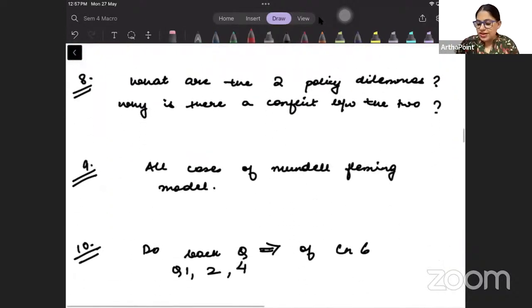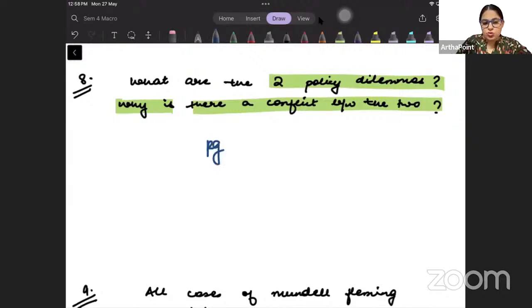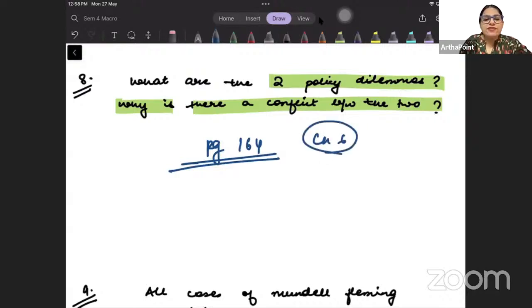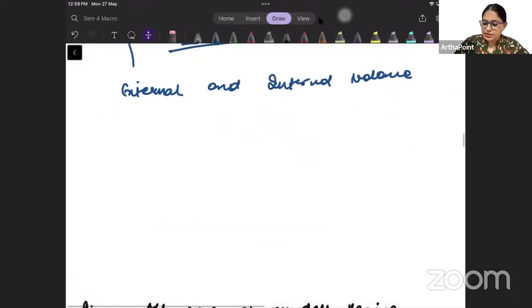ठीक है. Come to the next question, question number 8. It says, what are the two policy dilemmas? Why is there a conflict between the two? The answer to this question is on page 164 of chapter number 6. You have to go ahead and talk about, sorry, not 164, 166 of chapter number 6. You have to go ahead and talk about beta external and internal balance. इन दोनों के बारे में बात करोगे कि what is external balance, what is internal balance, and in the same question you will go ahead and you will make this diagram beta.